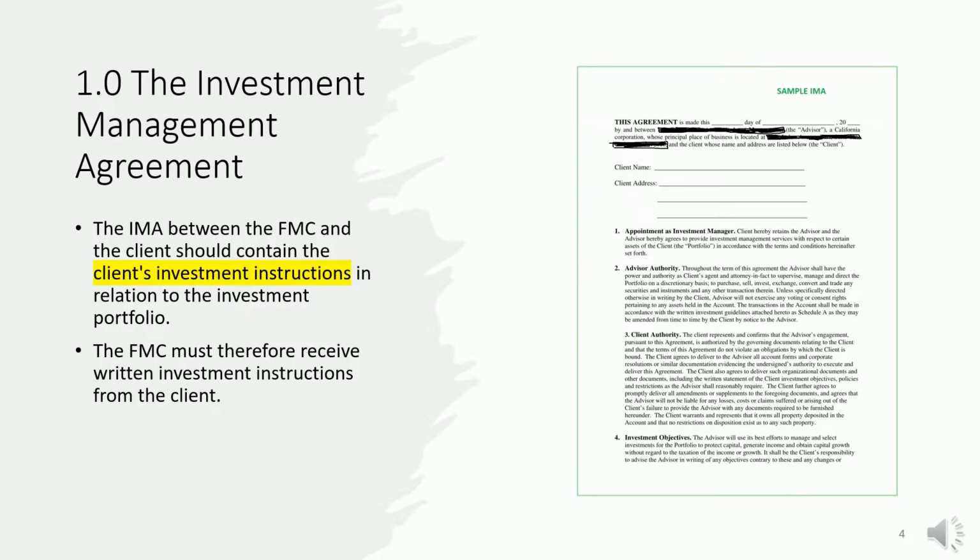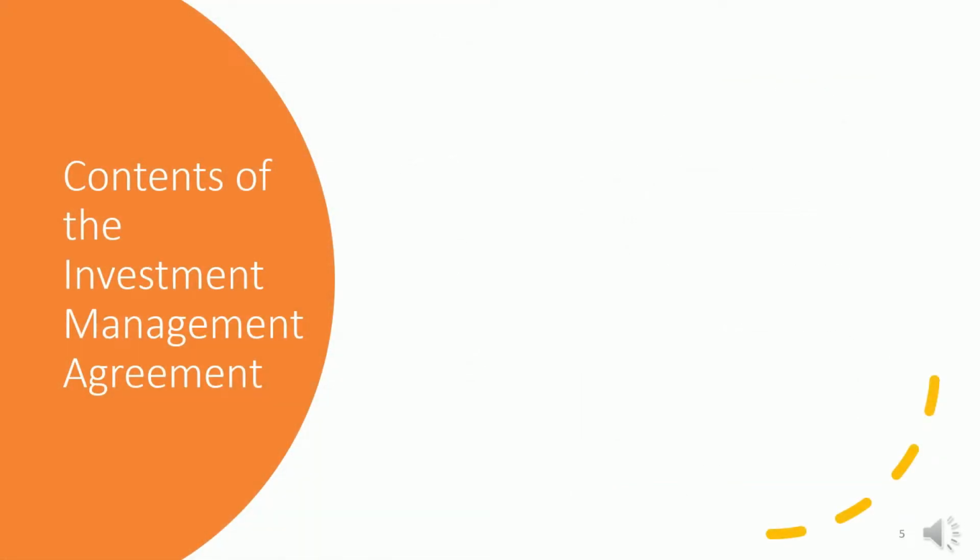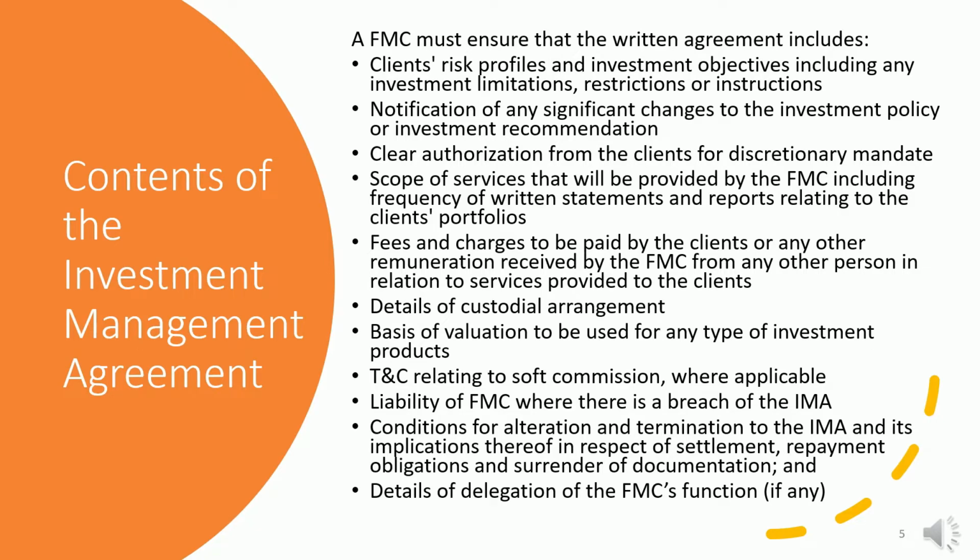The IMA between the FMC and the client should contain the client's investment instructions in relation to the investment portfolio. The FMC must therefore receive written investment instructions from the client. A FMC must ensure that the written agreement includes the client's risk profiles and investment objectives, including any investment limitations, restrictions or instructions.